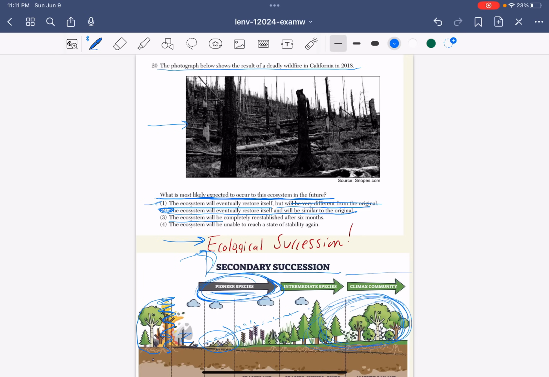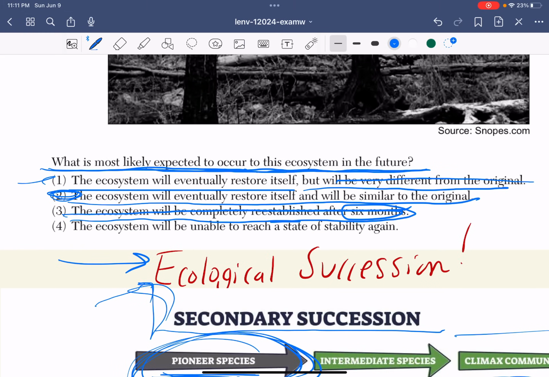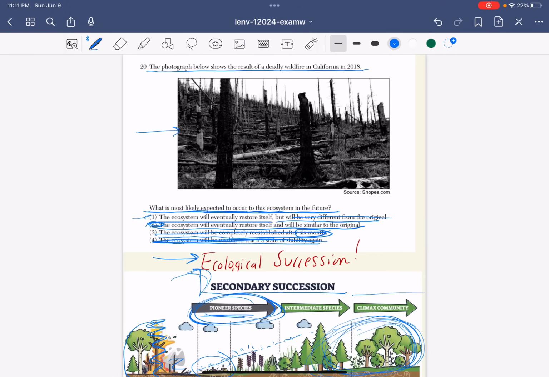The ecosystem will be completely reestablished after 6 months. Absolutely not. Let me just make this bigger. Sorry about that. Choice 4, the ecosystem will be unable to reach a state of stability again. No, it definitely does. It just takes time. So the best answer for 20 is 2.